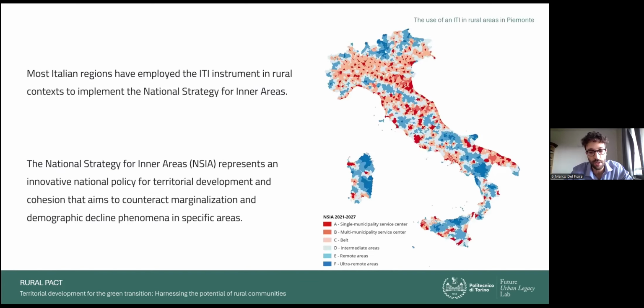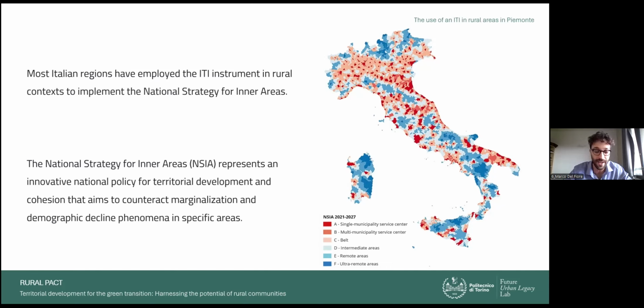Many Italian regions have employed the use of ITI as tools to implement the national strategies for inner areas, the so-called SNAI, which still is the innovative national policy aimed to foster territorial development and social cohesion. And this policy targets areas suffering from marginalization and demographic decline, particularly in remote parts of the country.